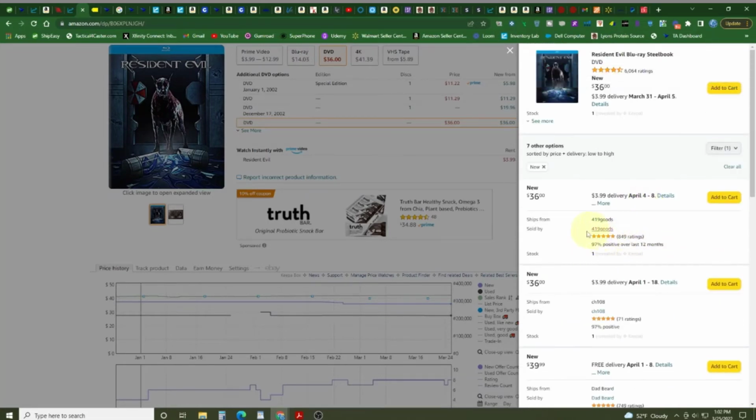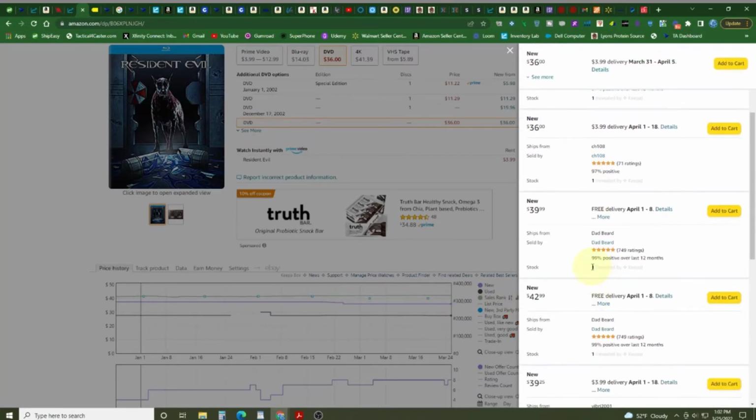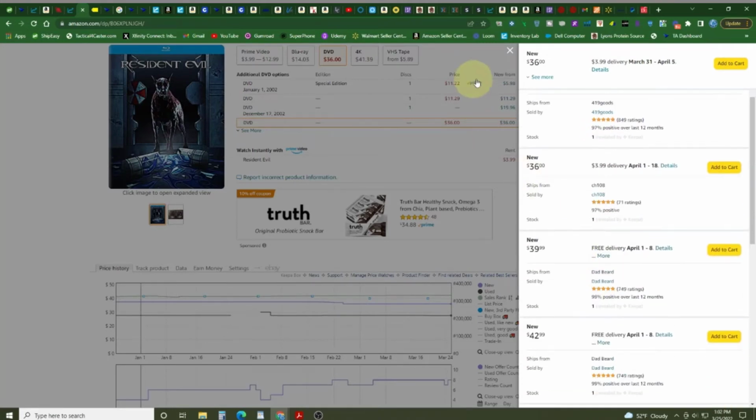And here's what you're looking at. I'm looking at the stock. By having this keeper chart loaded, I can see what the other sellers, how much stock they have. I don't see a lot.